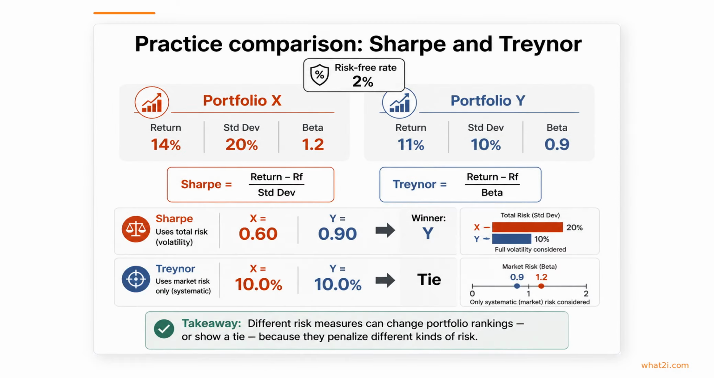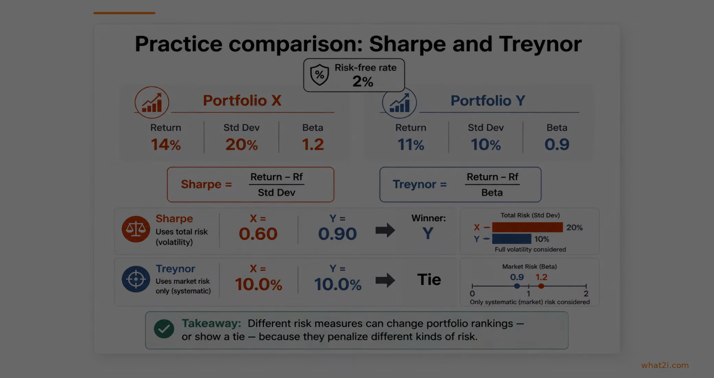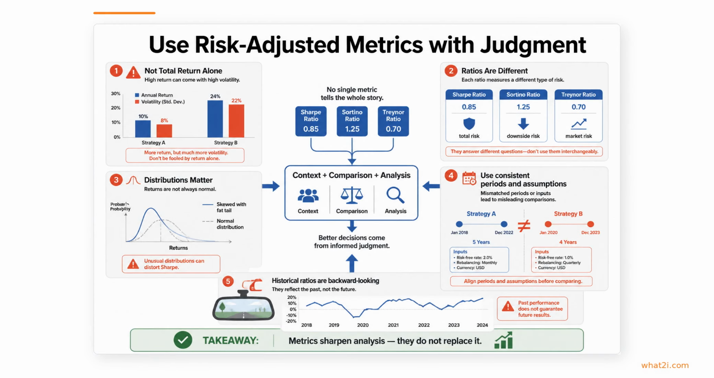Different risk measures can change the conclusion. And that's exactly what this comparison shows. Using Sharpe, portfolio Y comes out ahead because it has less total volatility relative to its excess return. Using Treynor, the two portfolios tie, because once we look only at market risk, they deliver the same reward per unit of beta. Risk-adjusted metrics are powerful, but they're not meant to be used in isolation.